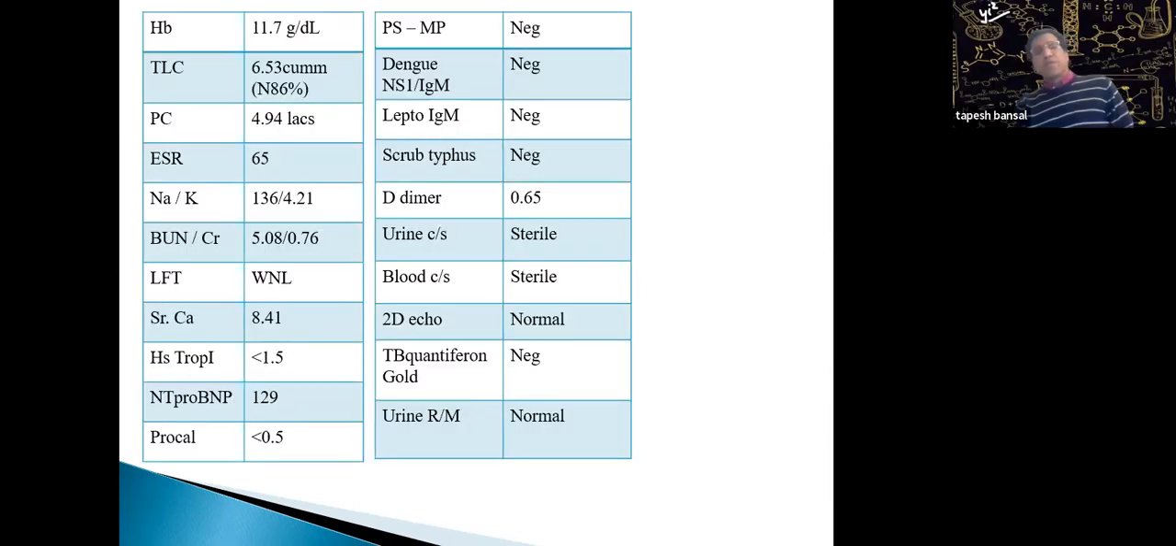So just go back, please. Yeah. So here, the remarkable features are, one, that TLC is normal, but there is a shift towards neutrophilia. So this itself is indicative of neutrophilia. Even if you have a TLC which is normal, a neutrophil count of more than 90% has almost the same connotation as elevated TLC with neutrophilia.